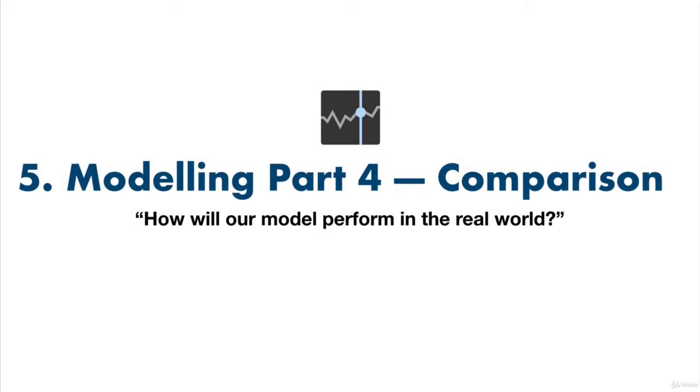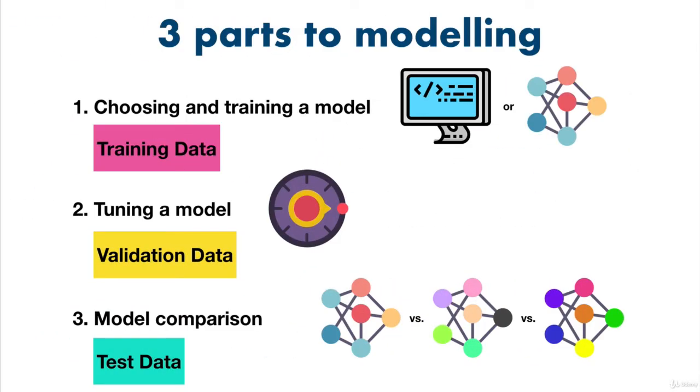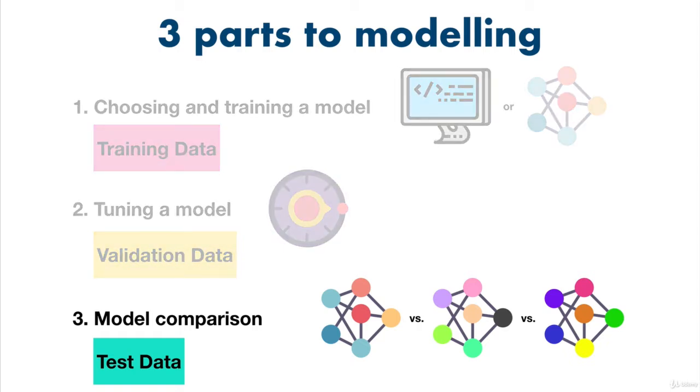Modeling part 4. This is the final part of modeling and it's comparison. What we're wanting to know here is how will our model perform in the real world? So after you've tuned and improved your model's performance through hyperparameter tuning, it's time to see how it performs on the test set. The test set is like the final exam for machine learning models. If you've created your data splits correctly, it should give you an indication on how your model will perform once deployed in production. That means customer facing rather than just being on your local computer.